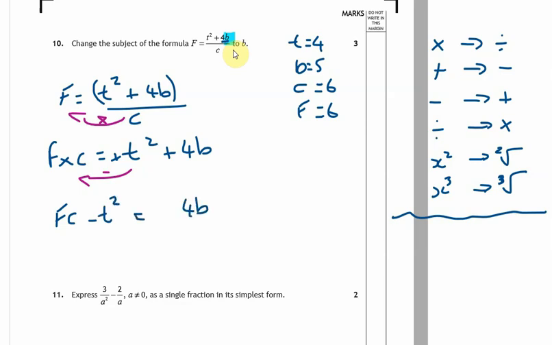Now it's very important we write it like this. The f and the c are in a bracket together, aren't they? We're doing the f times the c, then taking away t squared. Okay, so be careful when you write this.